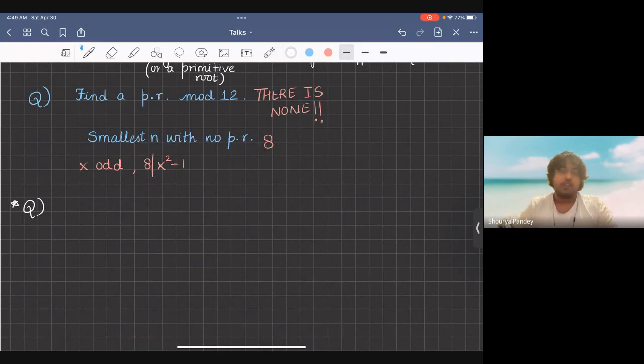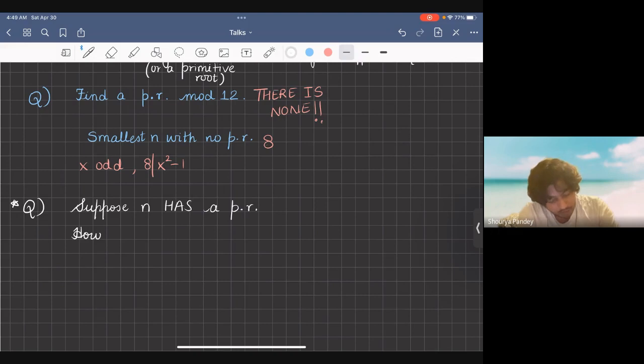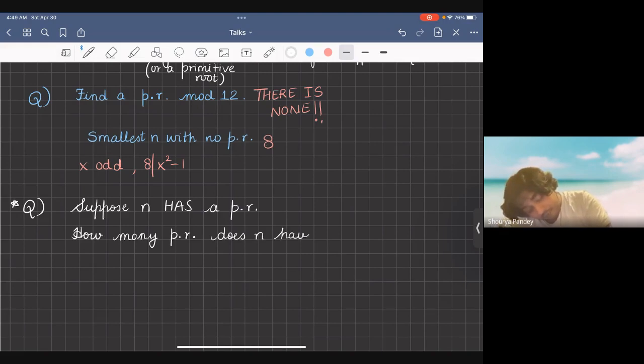Okay, great. Here's another question. Take your time to answer. Suppose n has a primitive root. You know this, yes? n has a primitive root. How many primitive roots does n have? Well, exactly how many?